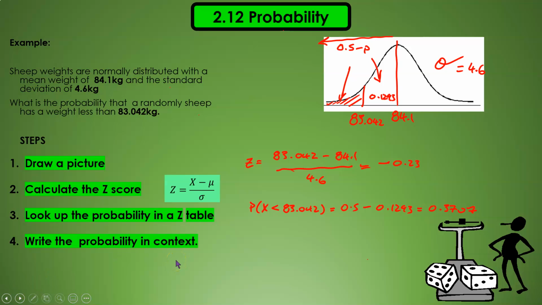That leaves us with the last step of our question, which is to write the probability in context. So the probability of a sheep being under 83.042 kilos is 0.3707. So 37%.